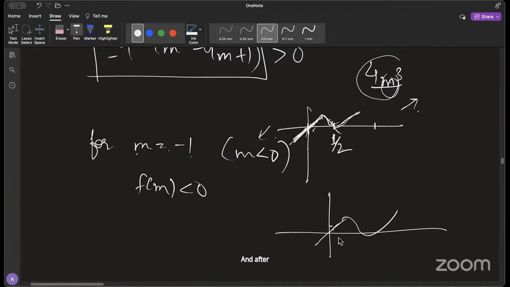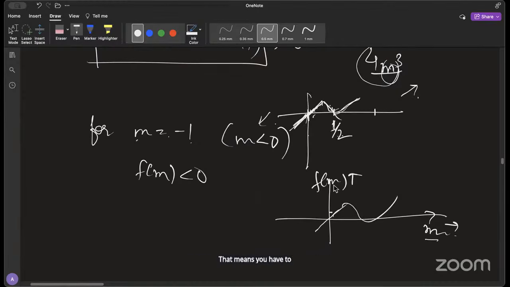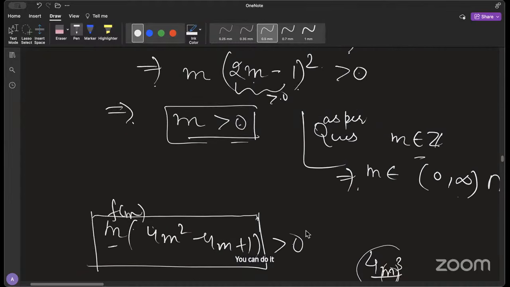So here you're taking m, and here you're taking f(m): f(m) on the y-axis, m on the x-axis. That means you have to find the value of m such that your function is positive, which is m greater than 0. You can do it graphically too.